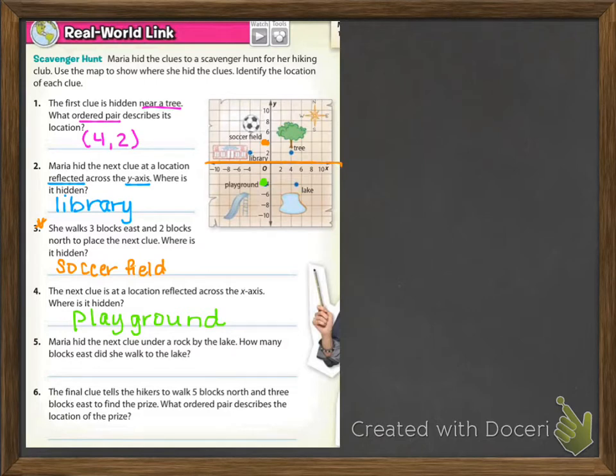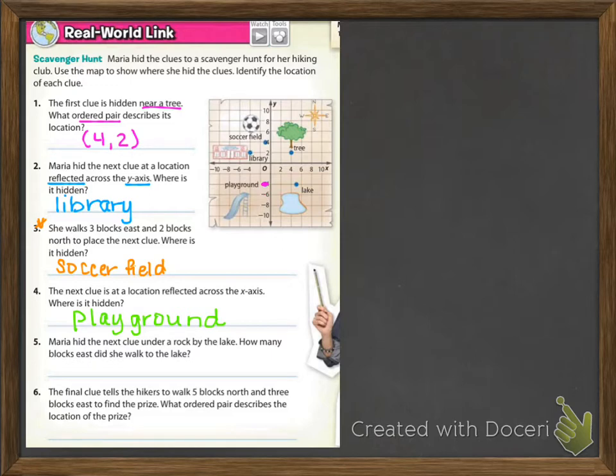So from the playground, let me go ahead and erase everything I've drawn on here so far. From the playground, I'll switch over to pink again. We're right here, halfway between 0 and negative 2. So we're actually at negative 1.